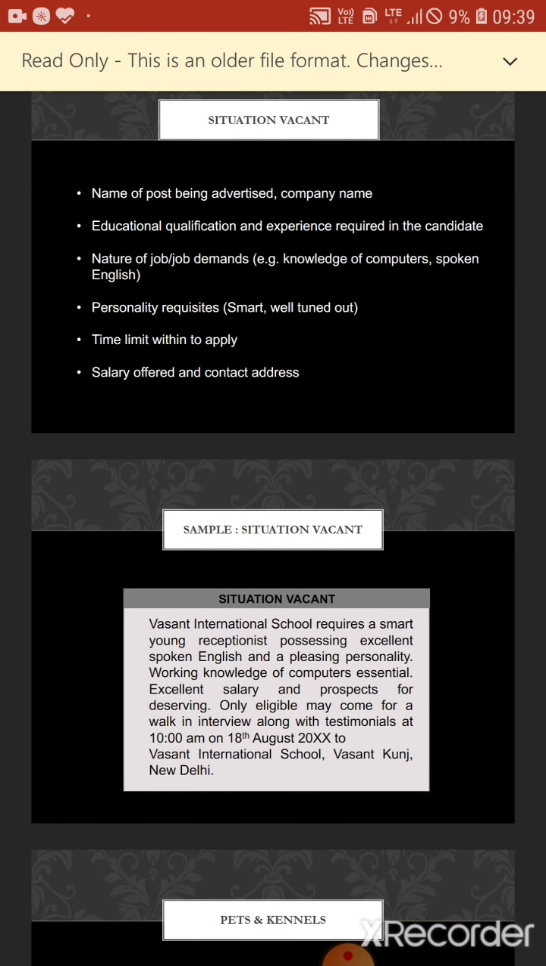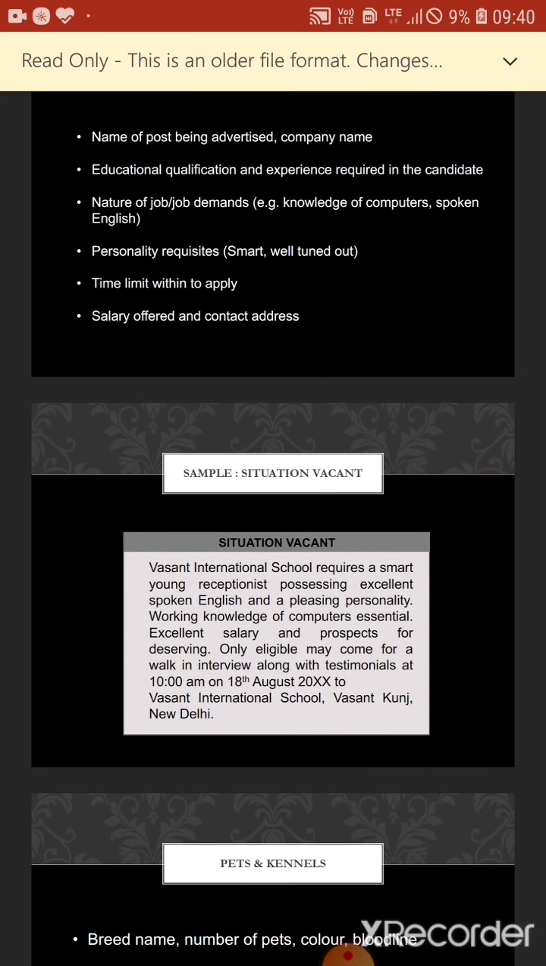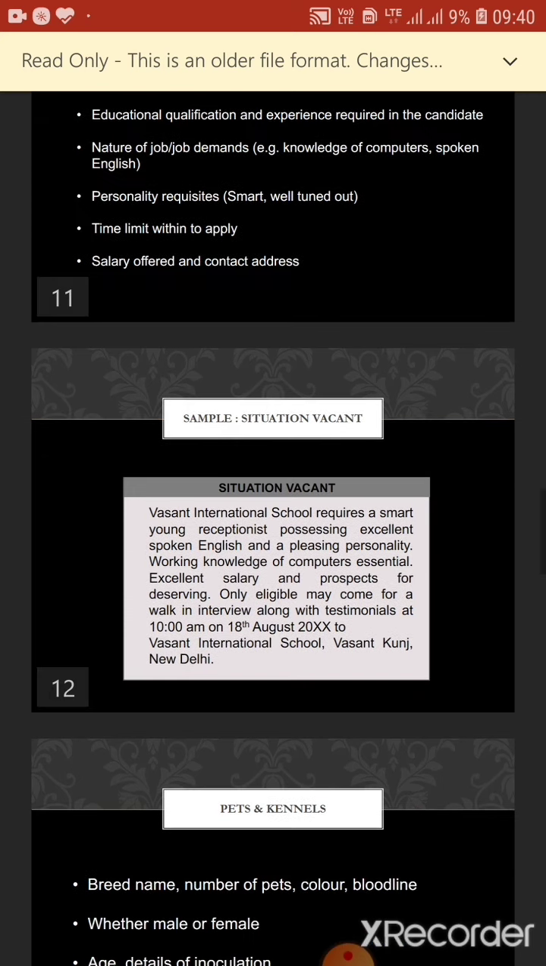Personality requisites like smart, well turned out should also be included. The time limit allowed for applying for the post should also be mentioned in the advertisement. Salary offered and contact address. Salary is also an important component of a classified advertisement, and that should be mentioned. In the end, you have to mention the contact address to which the candidates who are interested to apply for the post may contact you.